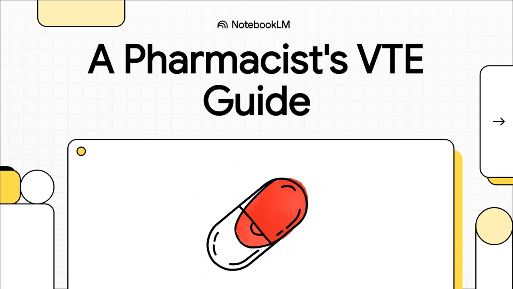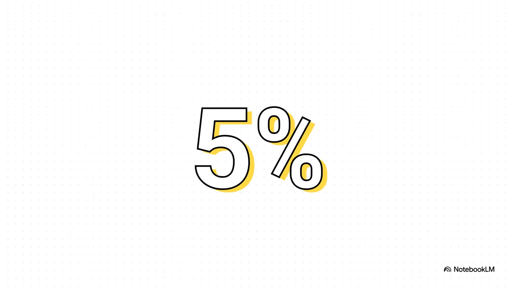Welcome to The Explainer. Today we are going to break down everything you as a pharmacist need to know about managing venous thromboembolism. You know it as VTE. Let's kick things off with a pretty sobering number, 5%. Up to 5% of the entire population will have a VTE in their lifetime.